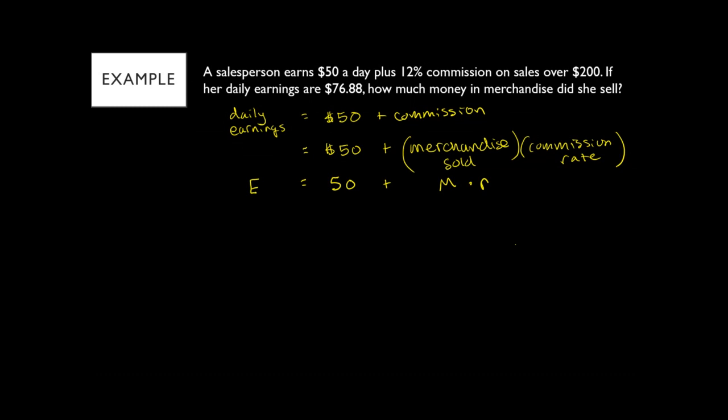So let's take a look at the information that we have. So we know we've got the $50 per day already taken care of. We've got 12% commission, so that's R. So I'm going to label that R is equal to 12%, which is equal to 0.12. So I've got my R labeled. The next thing they tell us is the daily earnings. So I've labeled that as E. So our daily earnings are $76.88.